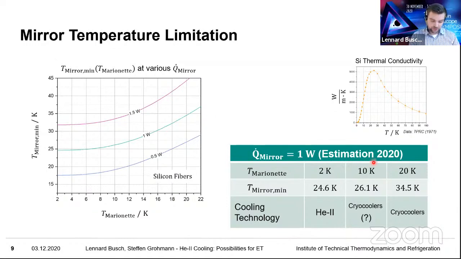So reaching 10 Kelvin at least seems to be important. Obviously, it would be better to aim lower than that. The other thing is that it's surely also sensible to take into account that with a marionette at 2 Kelvin, you'll also end up with lower temperatures along the fibers and the possibility of reducing their thermal noise contribution.